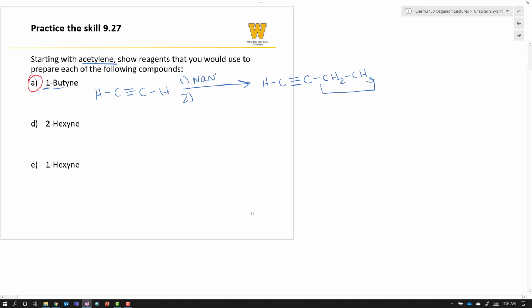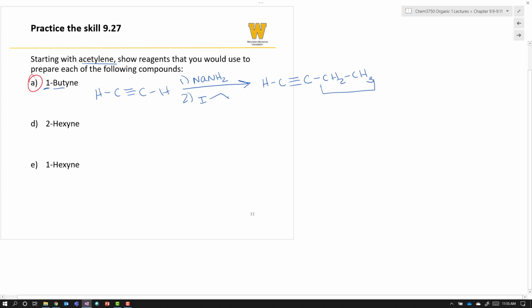Using sodium amide, we're going to form that great alkynide ion, and then we're going to want to add on 2 carbons. The best way to do that is using ethyl iodide as our electrophile. So that's where you're looking for what's different between the product and the starting materials. How many carbons are we adding on to this molecule?